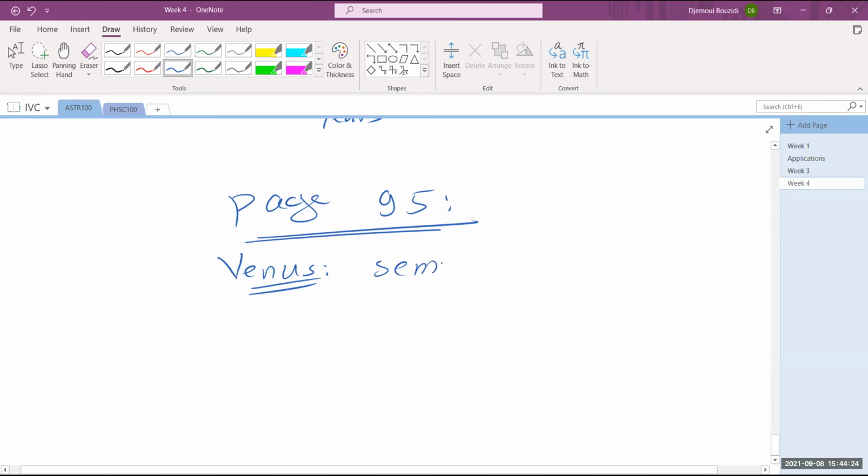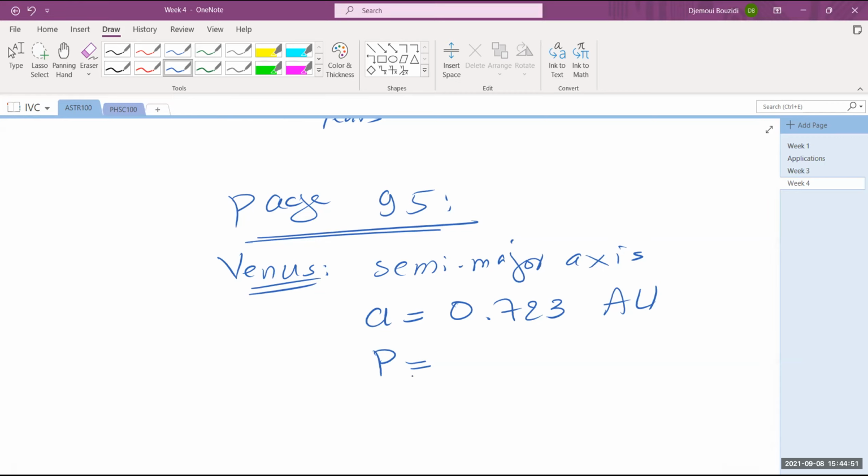the semi-major axis A is 0.723 astronomical units, AUs. So that means it's almost 3/4 the distance away from the sun as the Earth is from the sun. That's what that number means, okay?